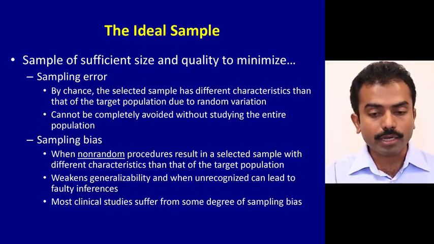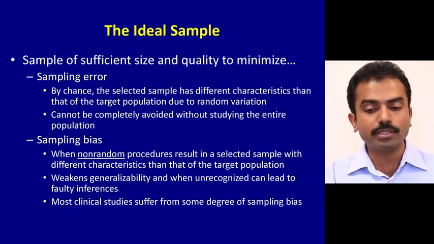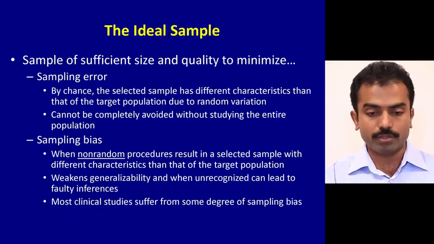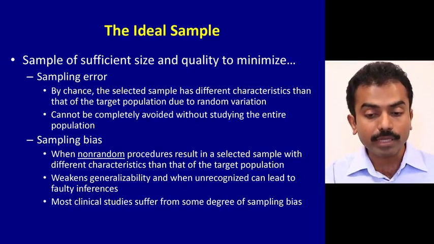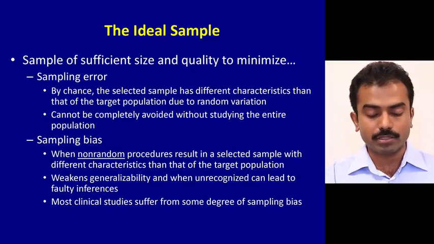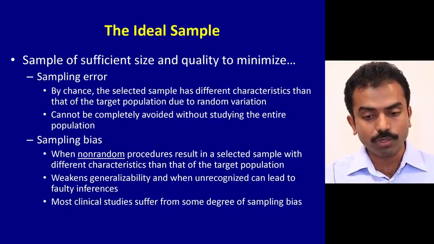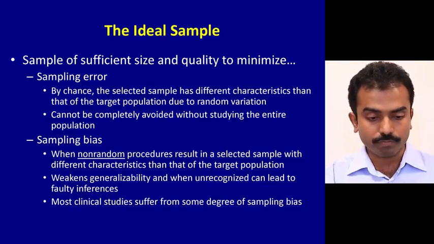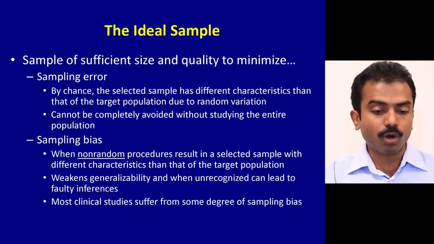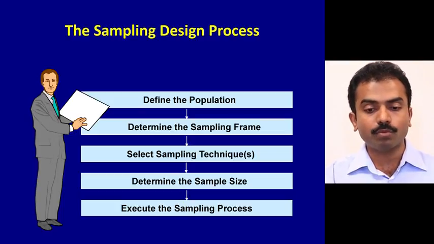But it's important that the ideal sample should be of sufficient size and quality to minimize two things. One, it should minimize sampling error. Number two, it should minimize sampling bias. Do not worry if you do not understand these terms now. This will be discussed in another presentation. But let's say that is what we want to achieve. And now we'll look at how we should go about sampling.